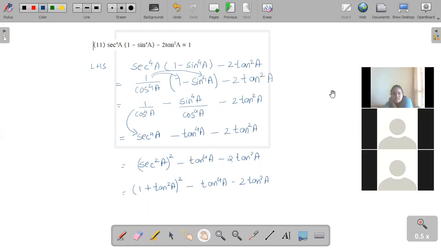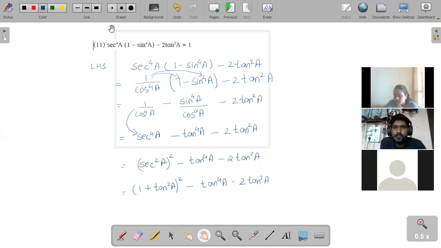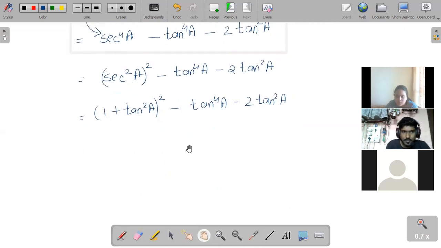What can I cancel? After the last step, you're saying? Yeah, because after this step I get 3 tan 4a plus tan 8a minus tan 4a minus tan square a, after using the formula a plus b whole bracket square. a square plus 2ab plus b square, right? Yes. So how did you get 3 then? Because 2 into 1 is 2 and 1 plus 2 is 3.